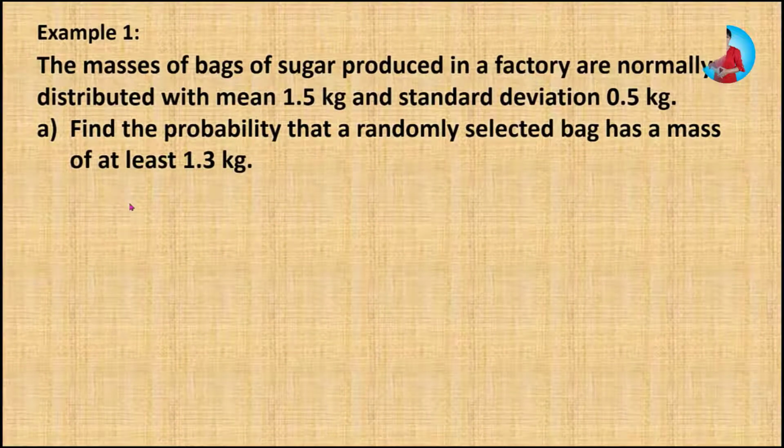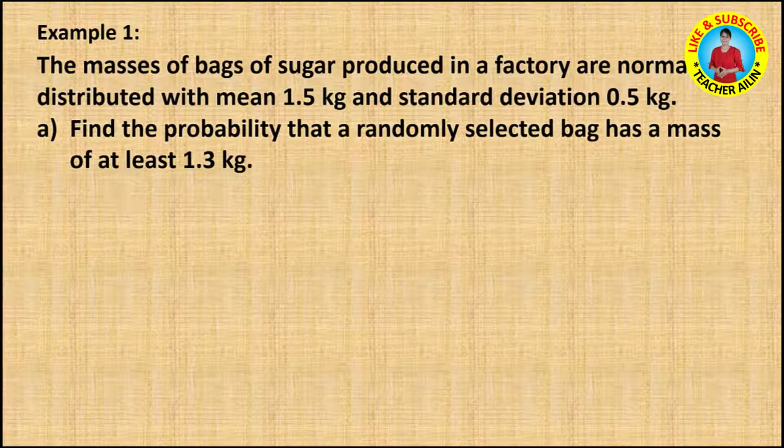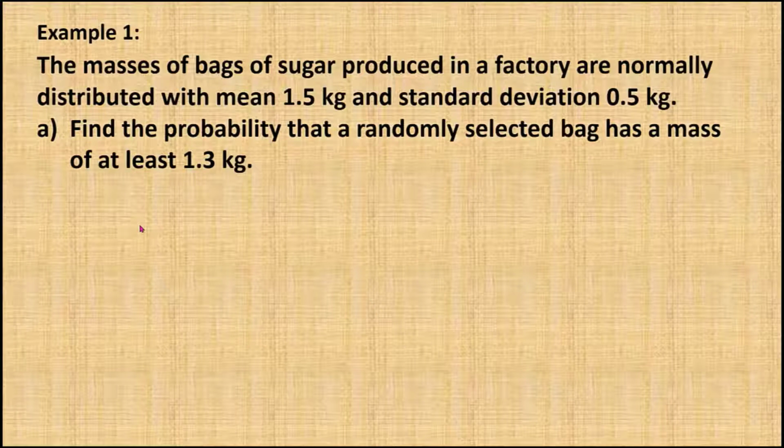Now after the theory, let's try some examples, and I'm going to show you how to use the distribution of the sample mean in answering questions. For this question, the masses of bags of sugar produced in a factory are normally distributed with mean 1.5 kg and standard deviation 0.5 kg. Question A: find the probability that a randomly selected bag has a mass of at least 1.3 kg.